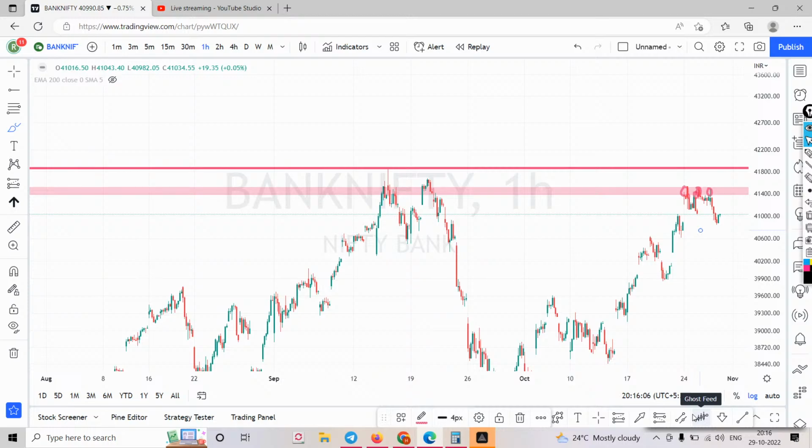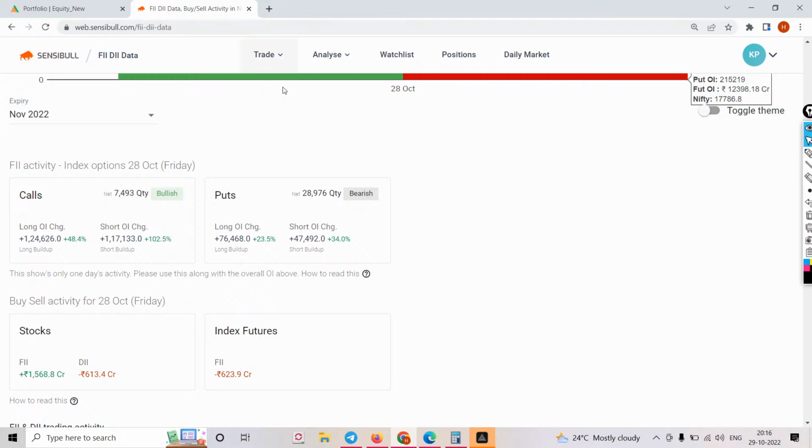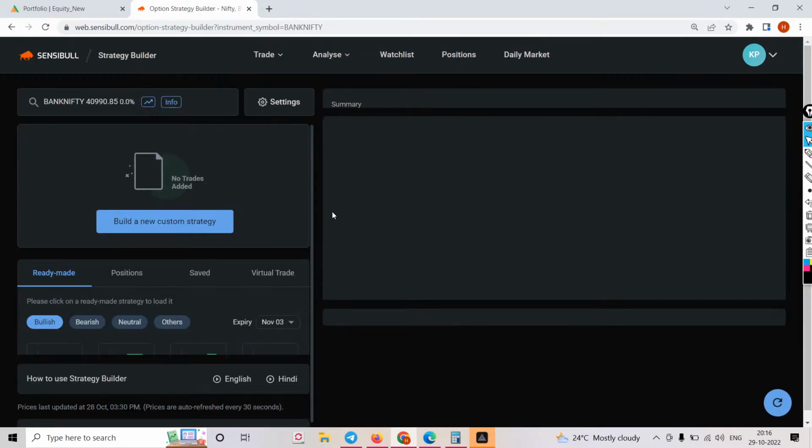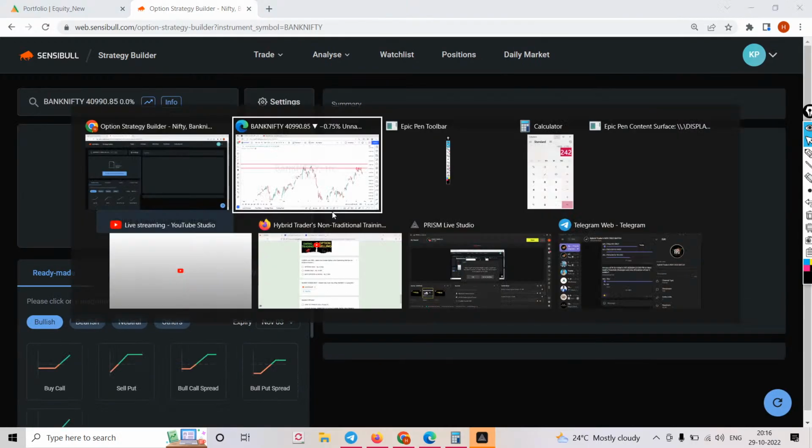So these all are good strategies, like call ratio, ratio spread. Let me take you to Sensibull. Now let's discuss the call ratio spread first.